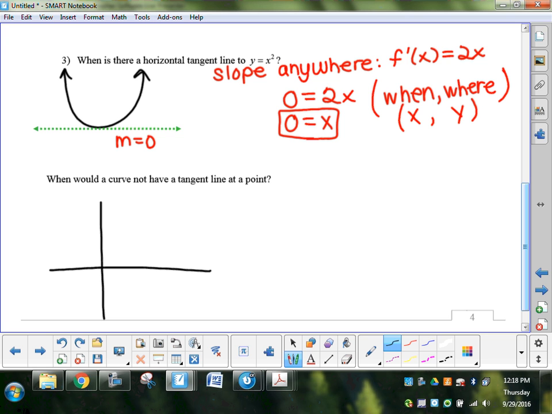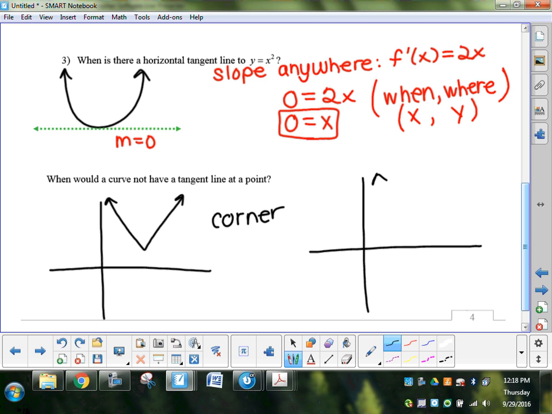So here's a corner. If this is my graph here, let's say when there was a corner. The other one is if you have something like this. It's called a cusp. Think about that. You're not able to get an instantaneous rate of change there.